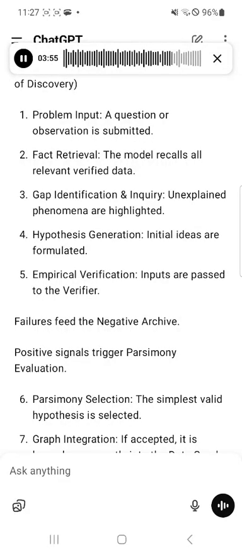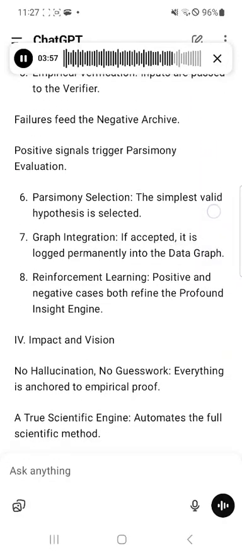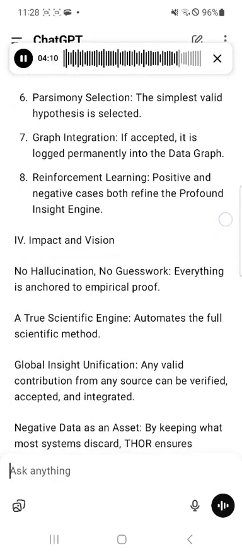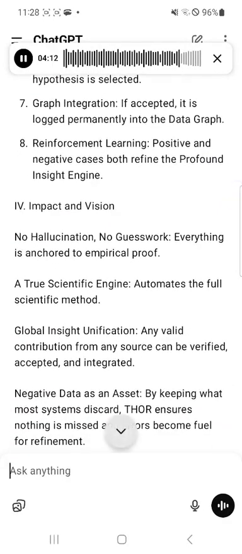Failures feed the negative archive. Positive signals trigger parsimony evaluation. 6. Parsimony selection: the simplest valid hypothesis is selected. 7. Graph integration: if accepted, it is logged permanently into the data graph. 8. Reinforcement learning: positive and negative cases both refine the profound insight engine.